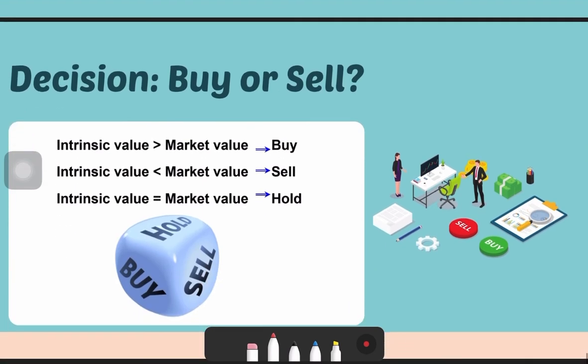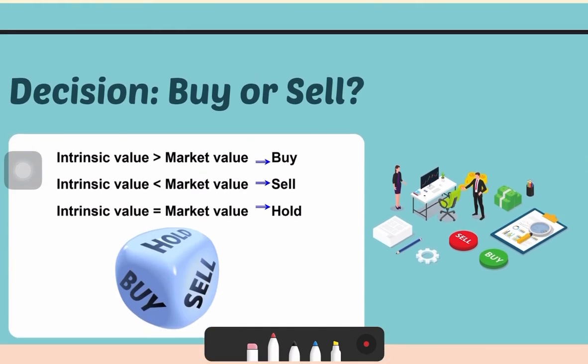So after we calculate the intrinsic value, we compare it with the market value, and here comes the decision whether to buy, sell, or hold the stock. If the intrinsic value is higher than the market value, then we should buy. If the intrinsic value is lower than the market value, we should sell. And if the intrinsic value is equal to the market value, it's okay to hold the stock. Okay, so that's all for this chapter. Thank you.